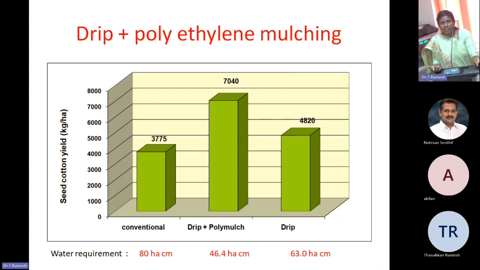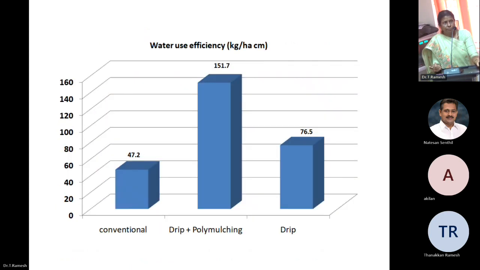So under conventional, you can say it used 80 centimeter, whereas just half water only it has used under polyethylene mulch plus strip. So it has huge potential in terms of water saving, weed control, and enhancing the yield. Next. So if you see the water use efficiency, it is 47 kg under conventional system, and under drip it is 76 kg, whereas under drip plus polyethylene it is 151 kg. So huge benefit of water use efficiency we could able to get with the polyethylene mulching.